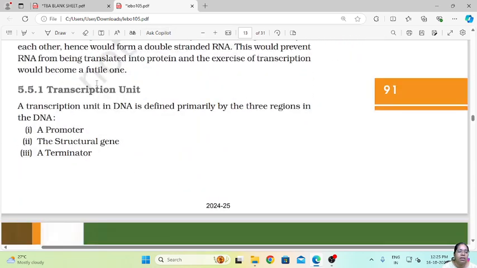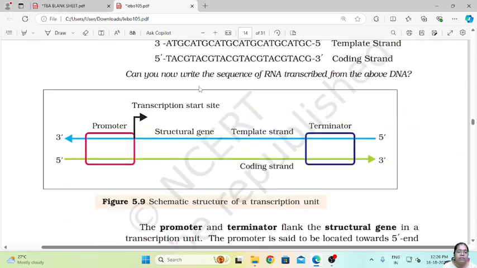The transcription process primarily has three regions in the DNA, that is the promoter, the structural gene, and the terminator. The promoter region is the site where the transcription starts. Then there is the structural gene, and then there is a terminator site, where once the template reaches the terminator site, the newly synthesized strand is released. So this is how the structural unit of a transcription unit looks inside the DNA.